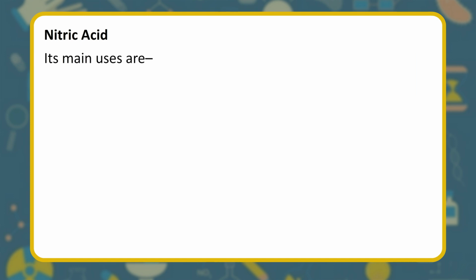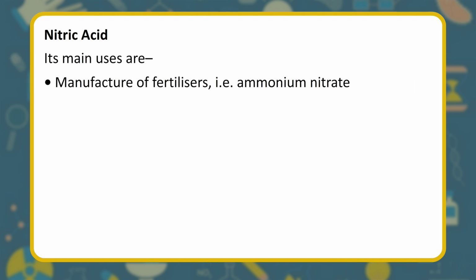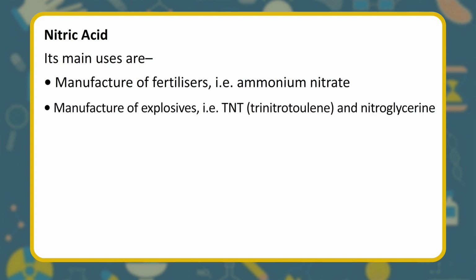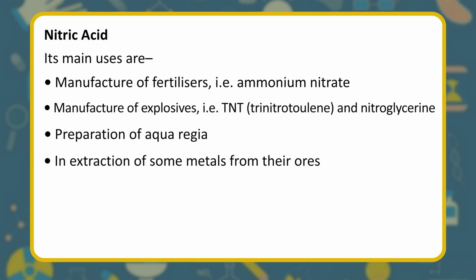Nitric acid. Its main uses are manufacture of fertilizers, i.e. ammonium nitrate, manufacture of explosives, i.e. TNT, trinitrotoluene, and nitroglycerin, preparation of aqua regia, in extraction of some metals from their ores, in purification of silver and gold.